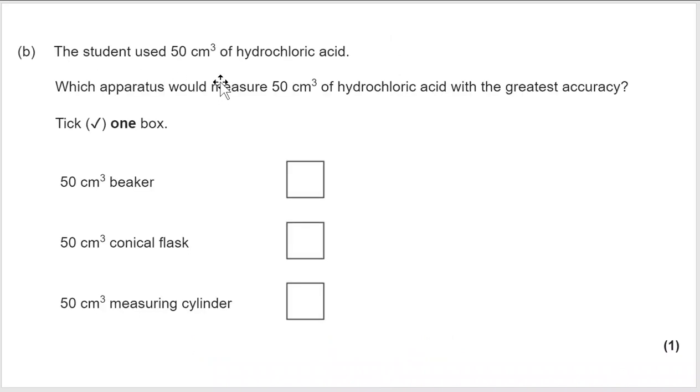On to part B, a student used 50 centimetre cubed of hydrochloric acid. What would you use to most accurately measure 50 centimetre cubed? A beaker, a conical flask, or a measuring cylinder? Fairly straightforward question. You need to be aware of this fact. It's the 50 centimetre cubed measuring cylinder.